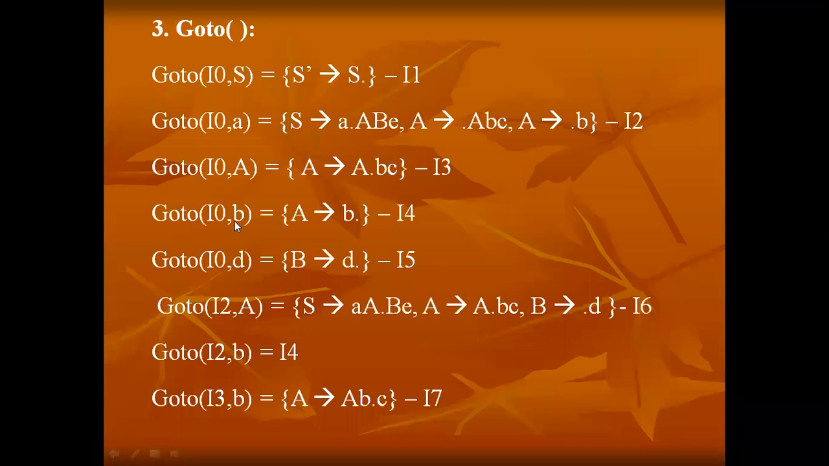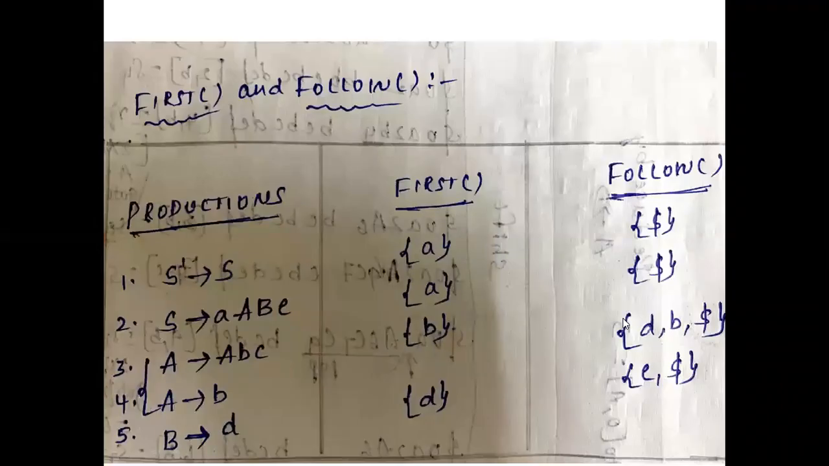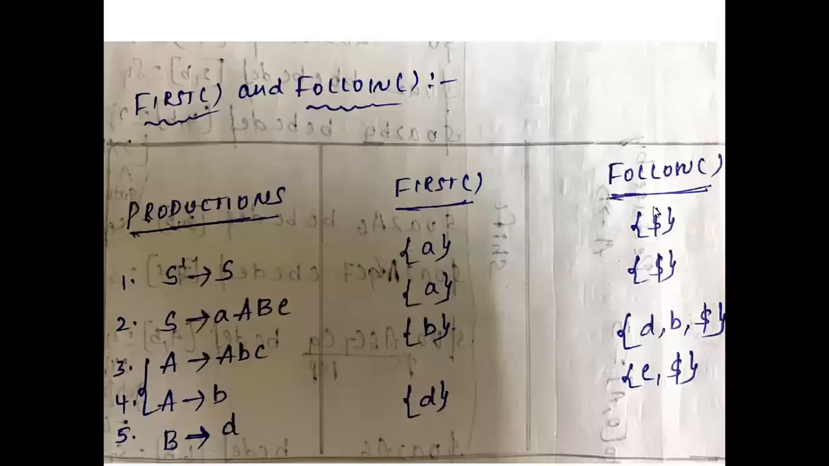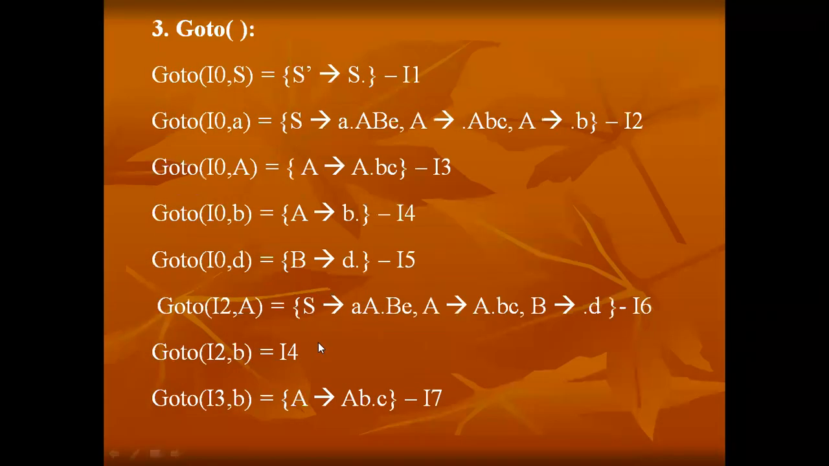And here it is B. We are not taking B is terminal, D is terminal. Now see, I2 with A. What number are we having here? 6. See here. I2, item number 2 with the A. At goto A, just write down 6 like this. Right? And after I2, it is a terminal.